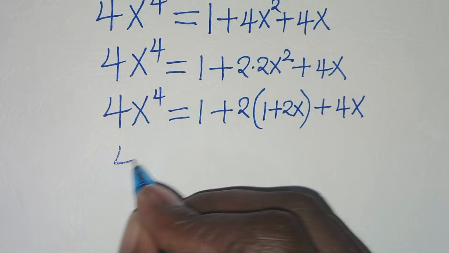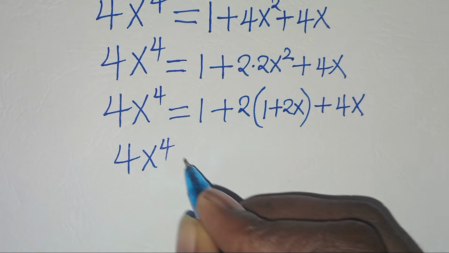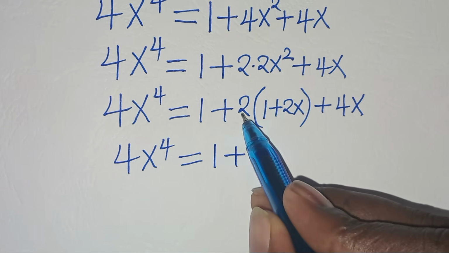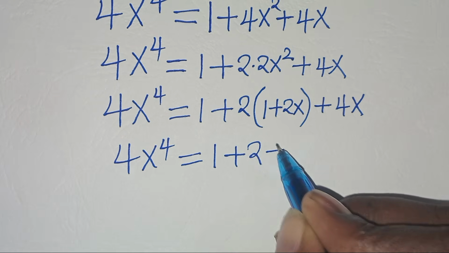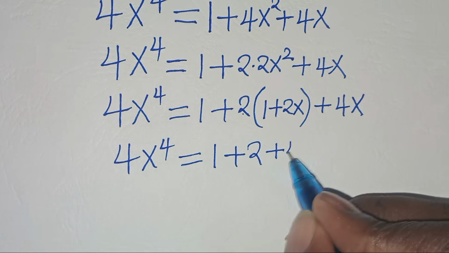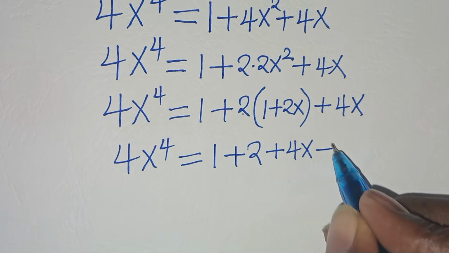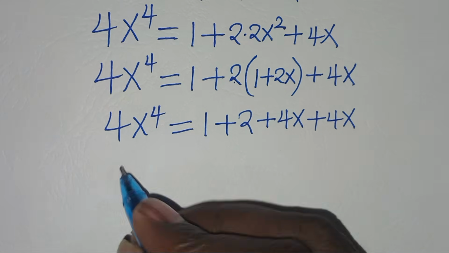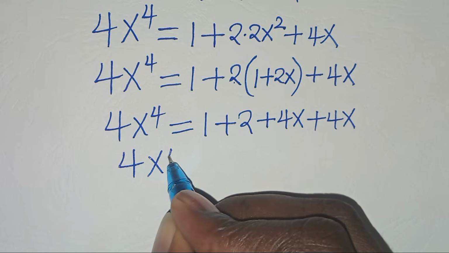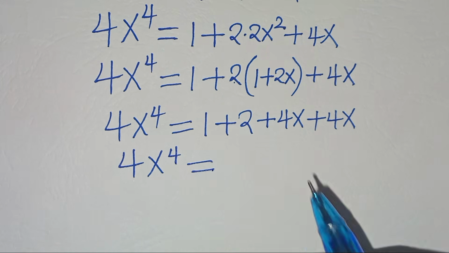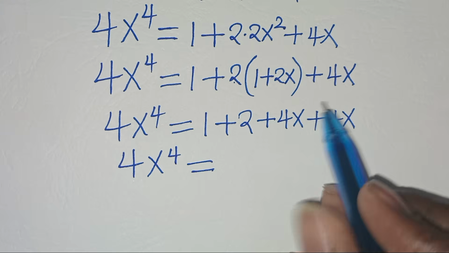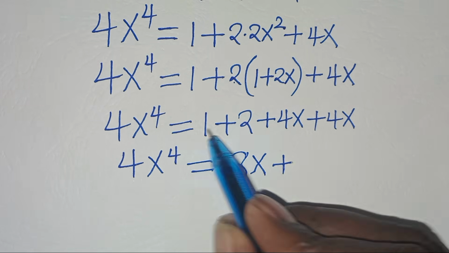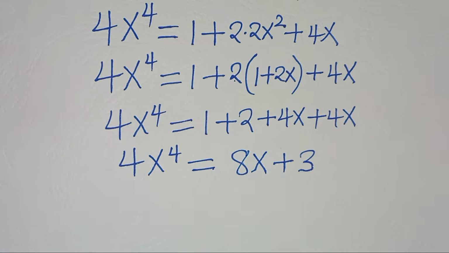Now we have 4x^4 equals 1 plus, let's open the parentheses here: 2 times 1 is 2, plus 2 times 2x is 4x, then plus 4x. So this means 4x^4 is equal to, now 4x plus 4x is 8x, then plus 1 plus 2, this is 3.